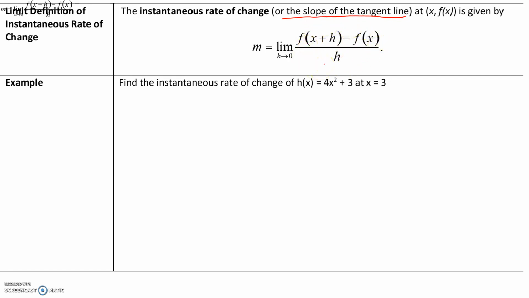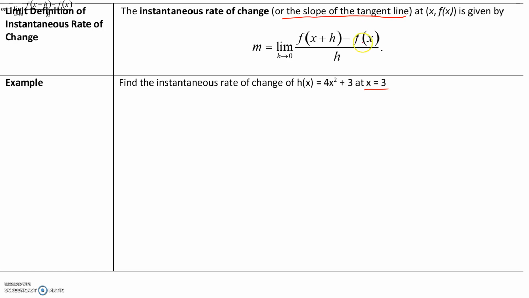So let's find the instantaneous rate of change of h(x) equals 4x squared plus 3 at the point x equals 3. For this, we have to apply the definition, which is as follows. It's the limit as h approaches 0. That's always going to be the same, so the x value has nothing to do with that. It's always the limit as h approaches 0 of f(x + h) minus f(x), all over h.